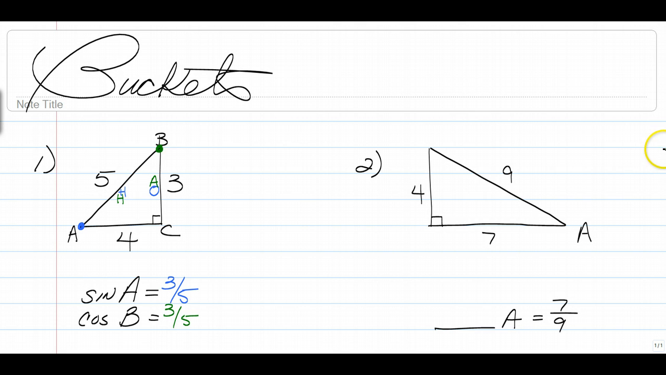Number 2. This says blank of A is equal to 7/9. So if you are standing at A, 9 is your hypotenuse, and 7 is your adjacent. So adjacent and hypotenuse is cosine.